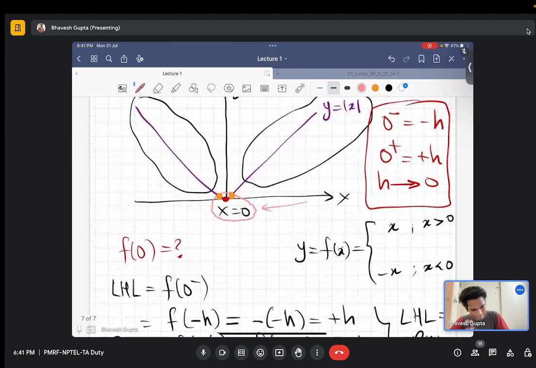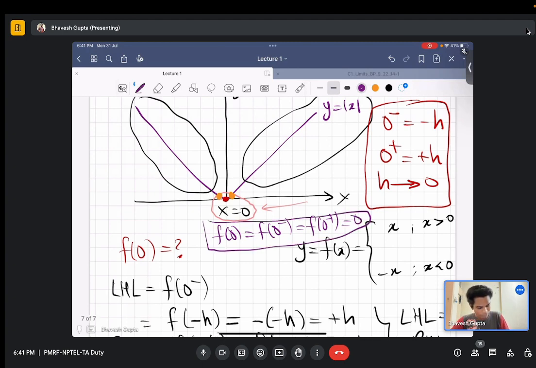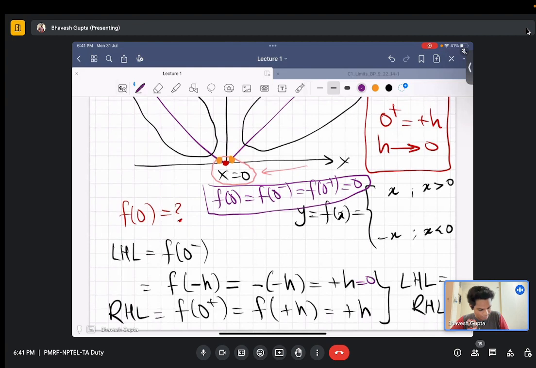So we write that f of 0 is equal to f of 0 minus, which is equal to f of 0 plus, which is equal to 0, because this h is the 0 itself, right? Because they are very close to 0. I hope I answered your question, right?